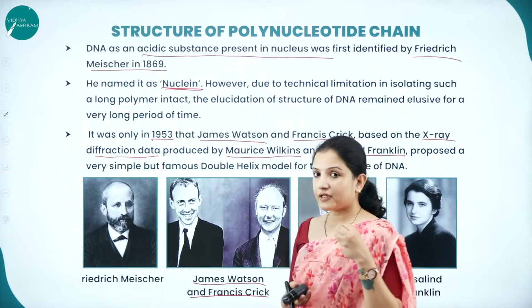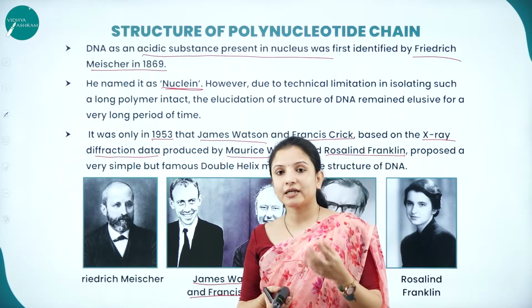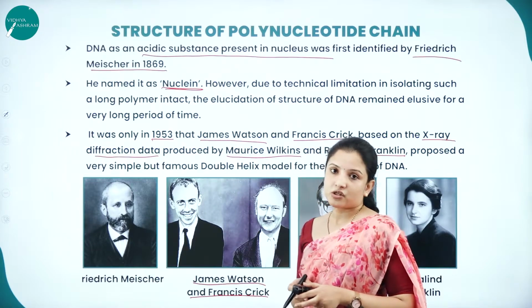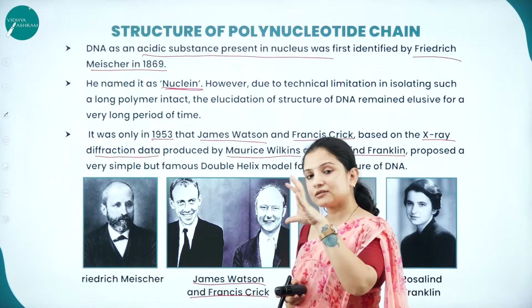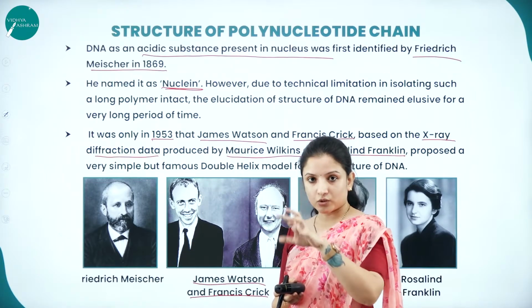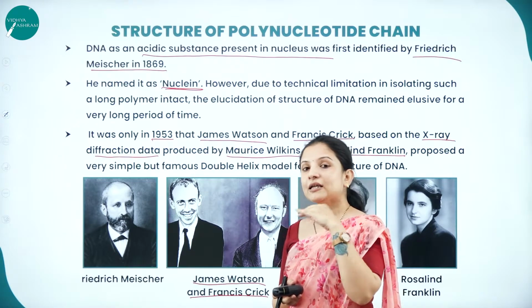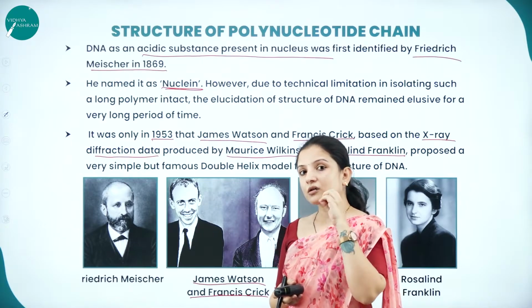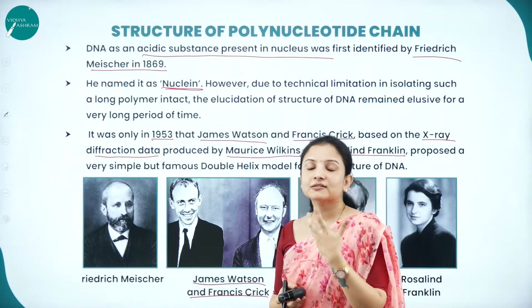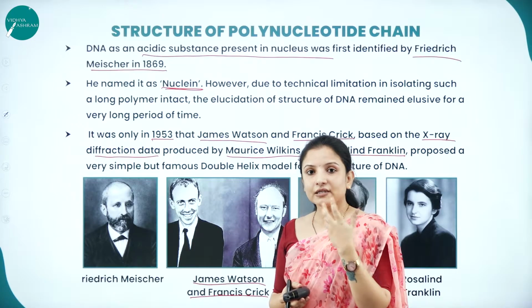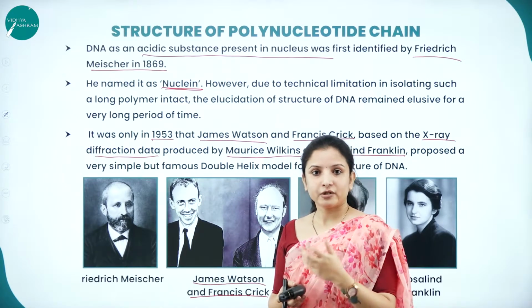So therefore, the first identification of DNA, the credit goes to Friedrich Miescher, because he was the first person to say that an acidic substance is present inside the nucleus of the cell, and he called it nuclein. But he was not able to give a proper structure to it because various instruments or advanced tools were not available during his time.